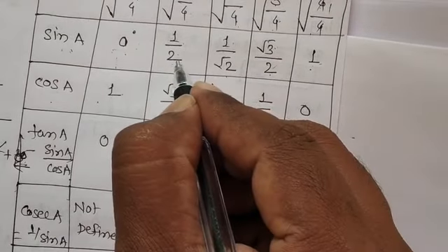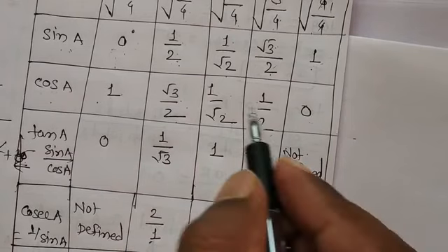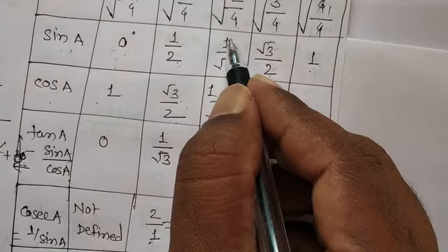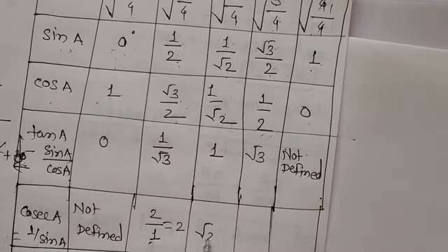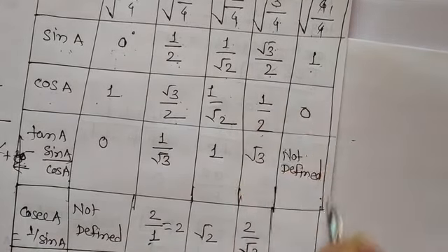Then 1 by 2, the reverse is 2 by 1, which is simply 2. Then 1 by root 2, that is simply root 2 by 1, root 2. Then root 3 by 2, the inverse is 2 by root 3. Then 1 by 1, simply answer 1.